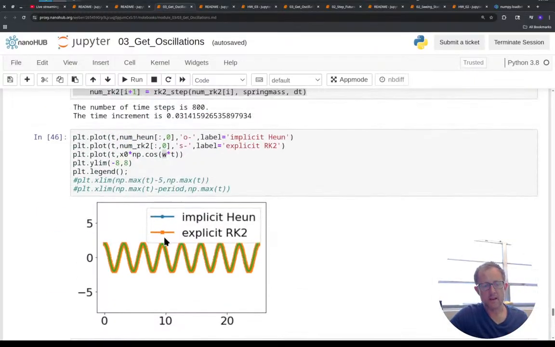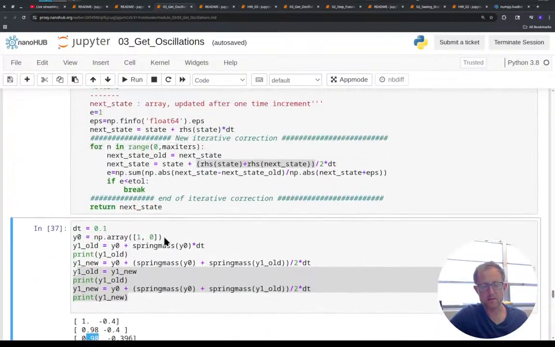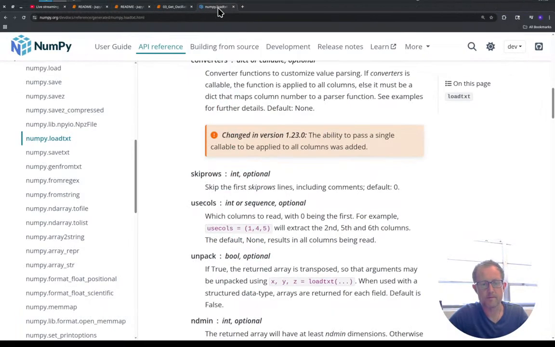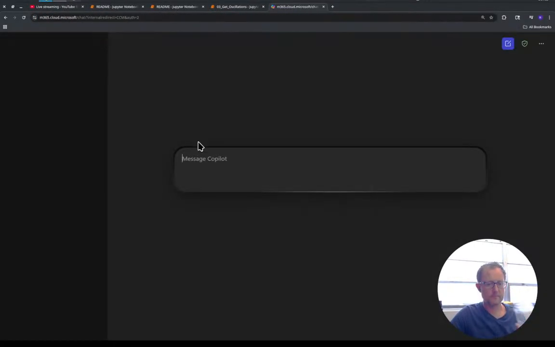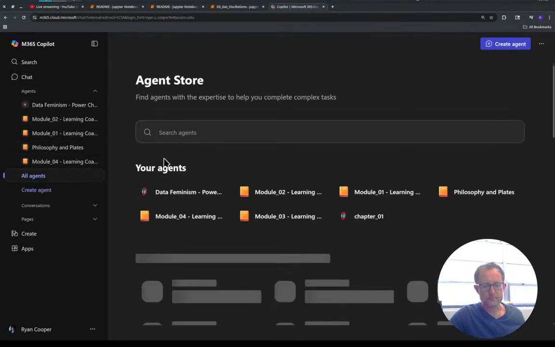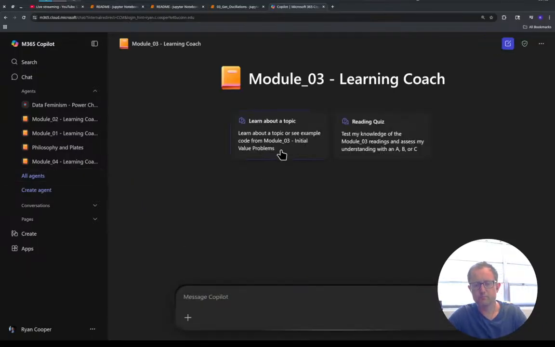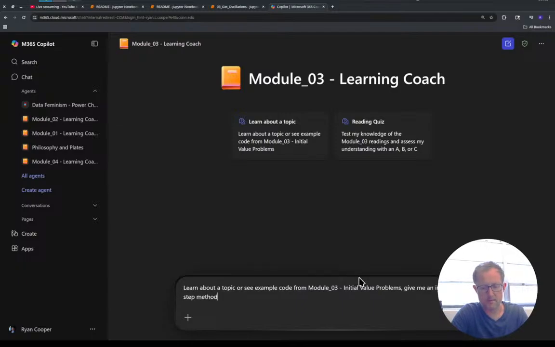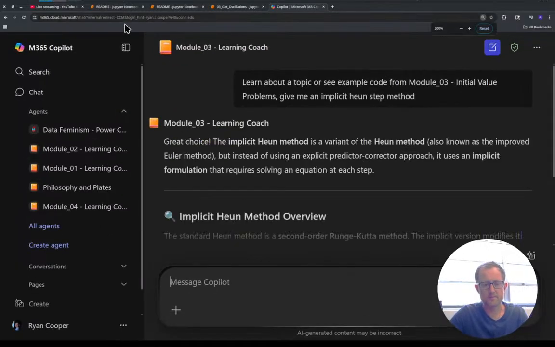Okay, so there's that. And I saw, for some reason, whenever you ask, okay, let me close some of these tabs. And we'll go Copilot. Module 3. Give me an implicit Kuhn step method. I'll zoom in some.